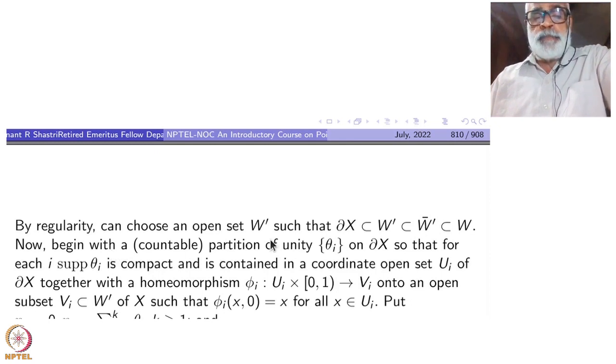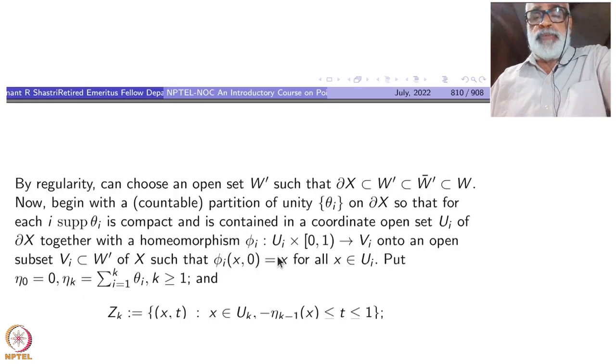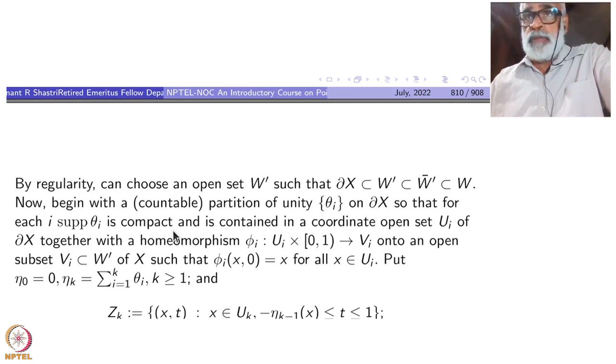So now we begin with a countable partition of unity theta i. How did you get countability? Because the whole space is second countable. Where am I working? I am working on the boundary of X, which is the manifold. So that for each i, the support of theta i is compact. This is one of the remarks which we made, because of local compactness. You can assume that the supports of theta i are compact.